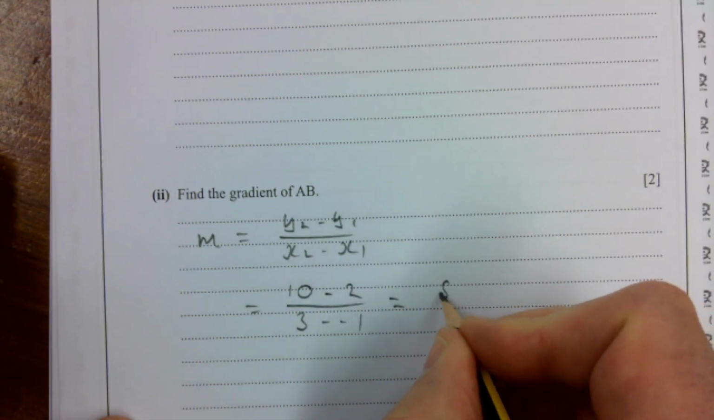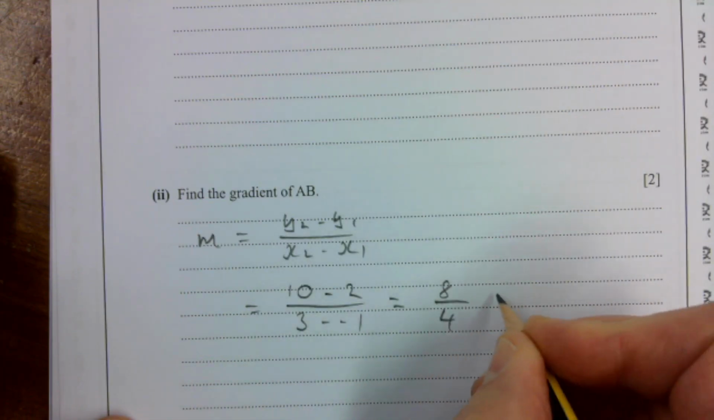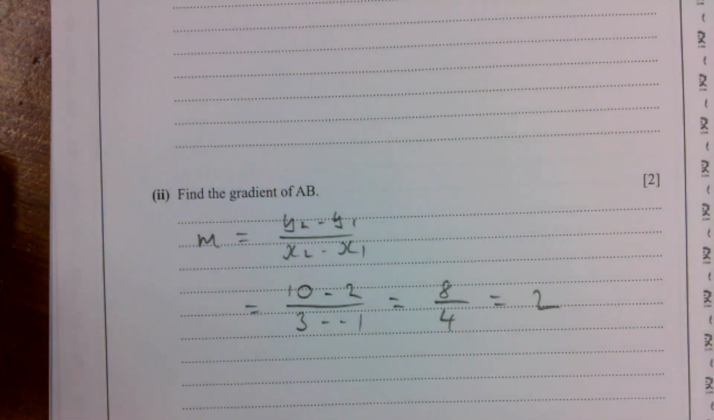So 10 take away 2 is 8. 3 minus 1 is 4. So the gradient required then is going to be 2.